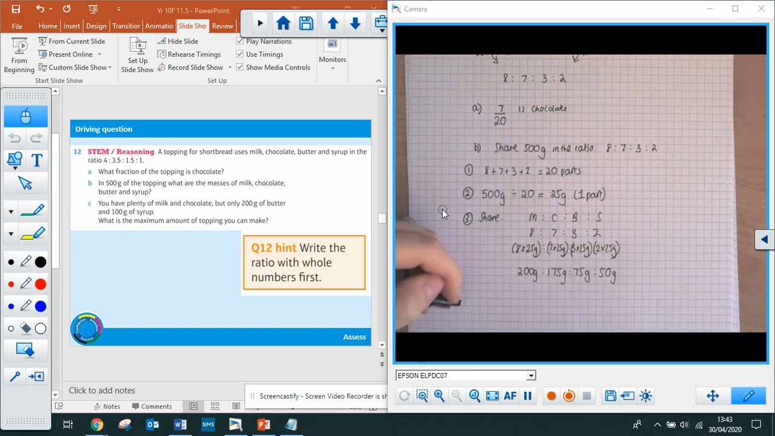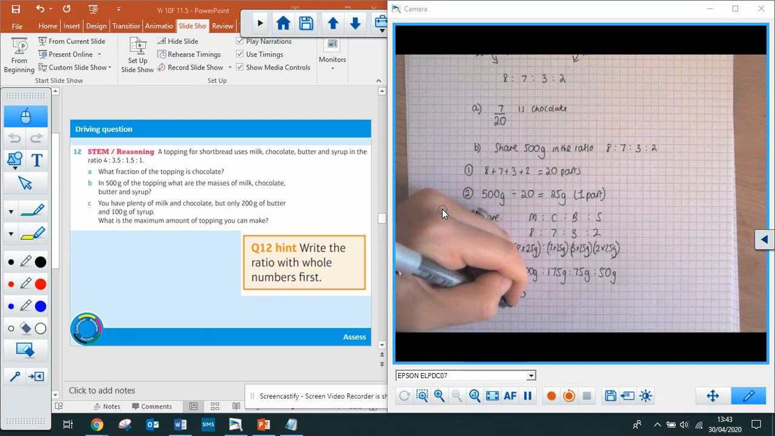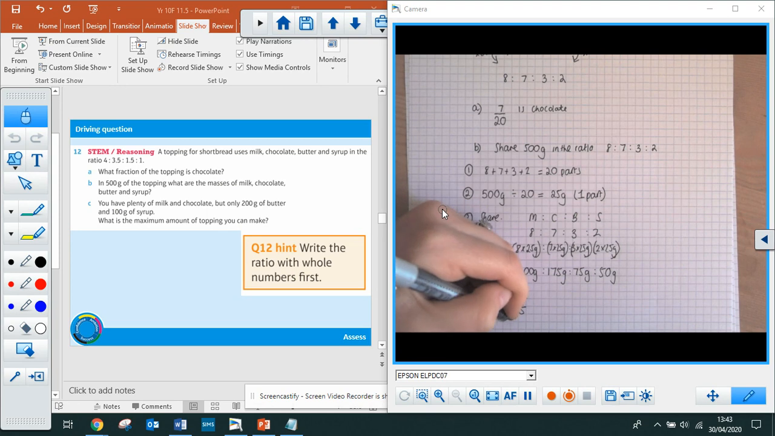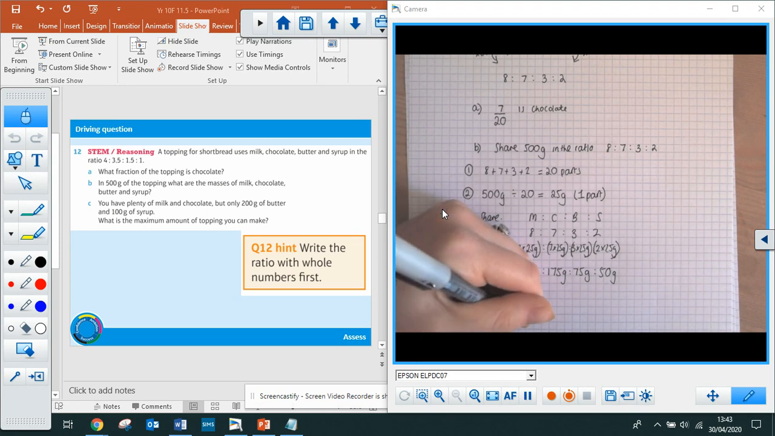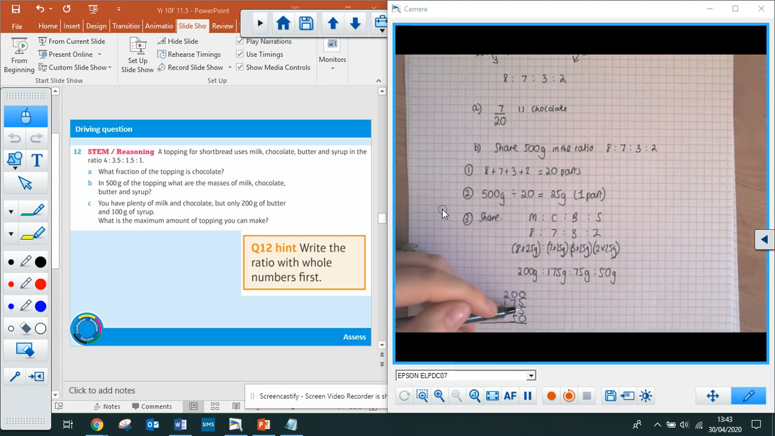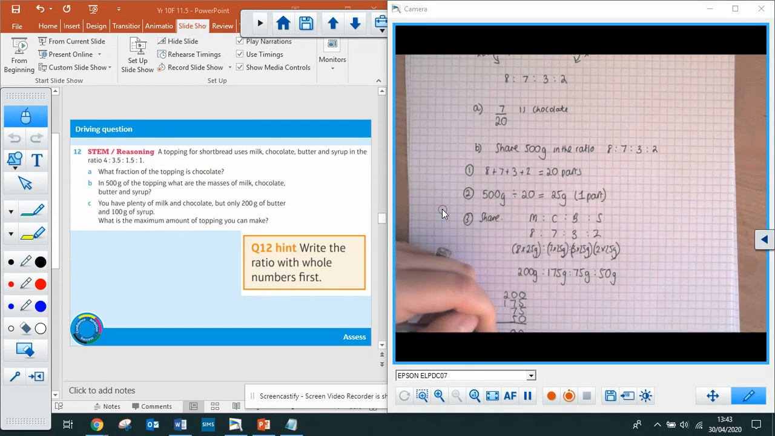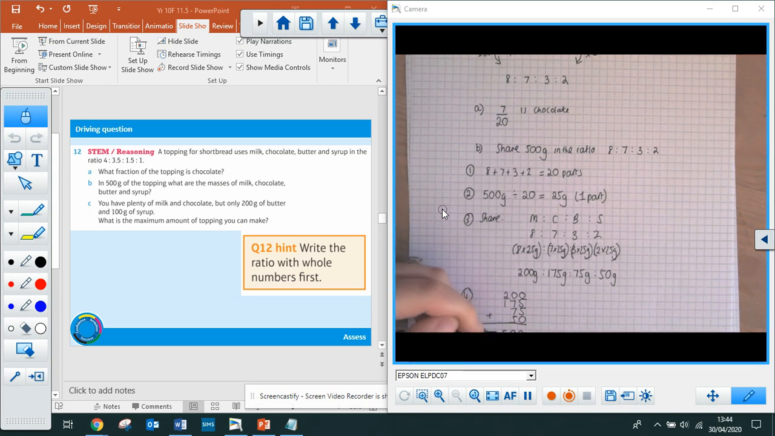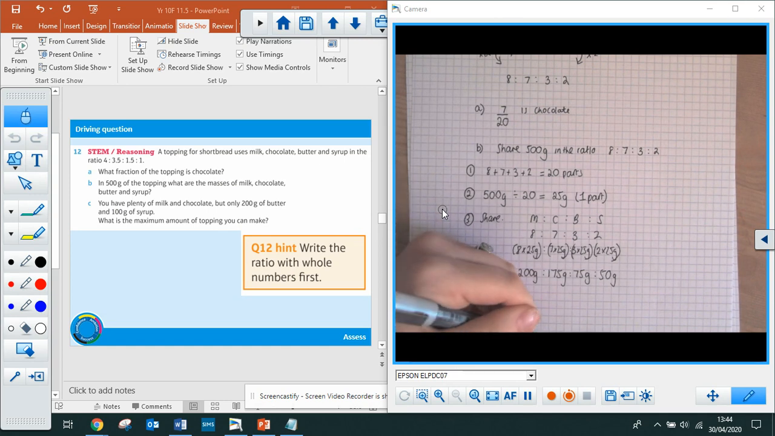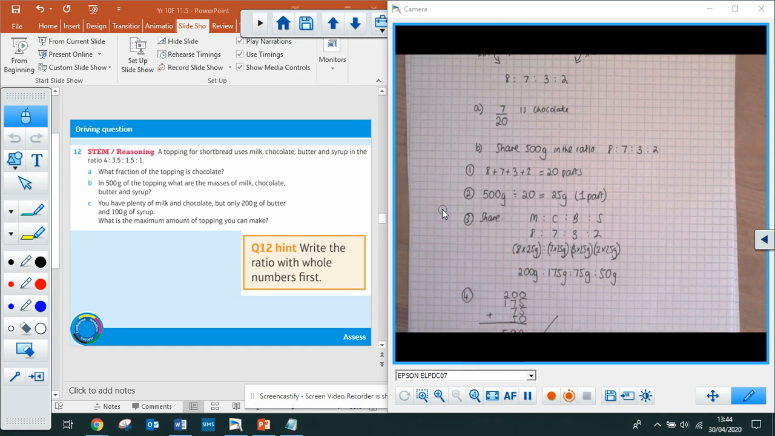Okay, my step 4, I'm going to check that I've got that right by adding them together. So 200 plus 175 plus 75 plus 50. 0 to 5 is 5, add 5 is 10, add 0 is 10. So 0 carry 1. 0 and 7 is 7, add 7 is 14. Add 5 is 19, add 1 is 20. So 0 carry 2. 2 add 1 is 3, add 2 is 5. 500 grams, that's what I started with, so my answer is correct.